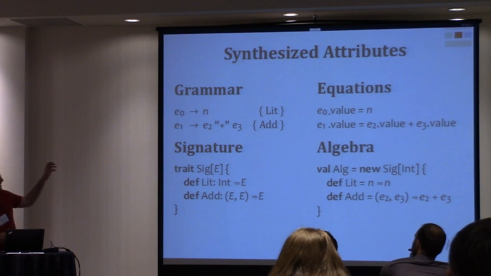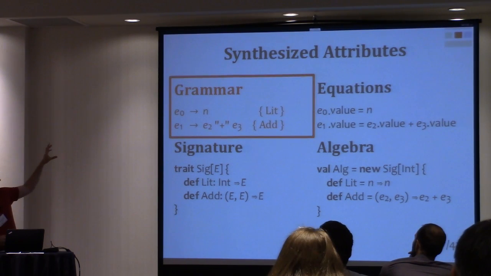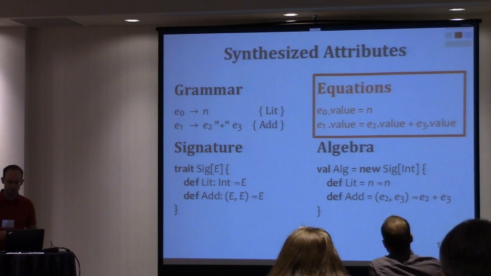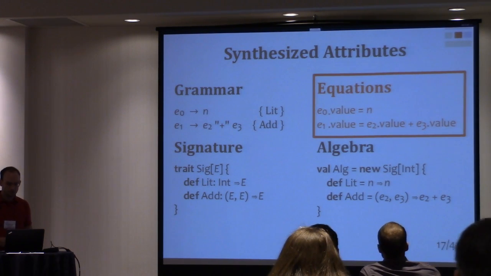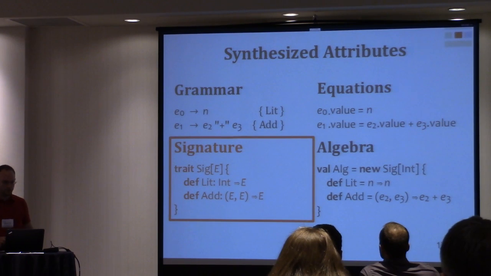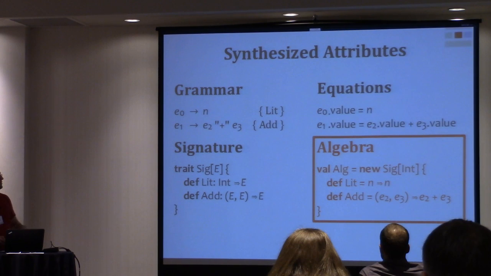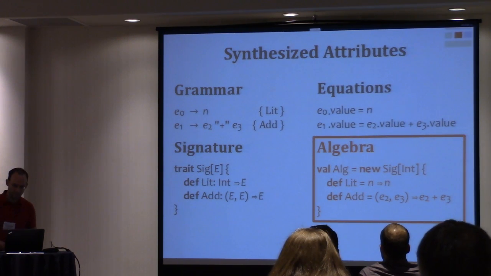So what do we have? In the upper row, we have attribute grammar things. So we have a grammar. It's a grammar for the same language we saw before. And we have equations. So these equations specify how to compute a value. It's also what we saw before. And then in the lower part, we have the signature. So that's the type of algebras. And an algebra that actually implements the evaluation.